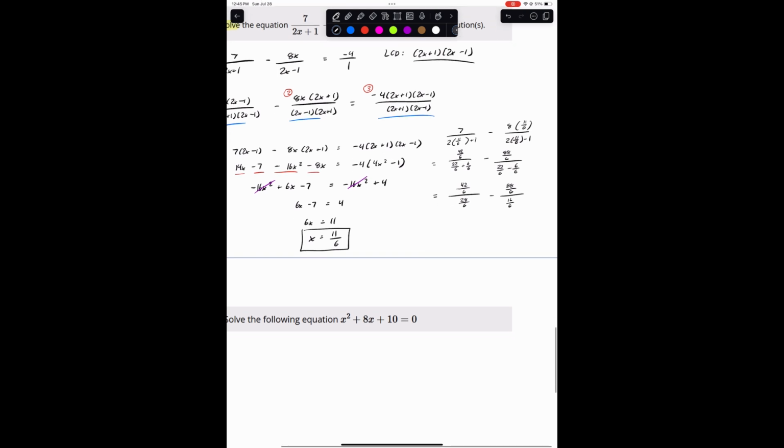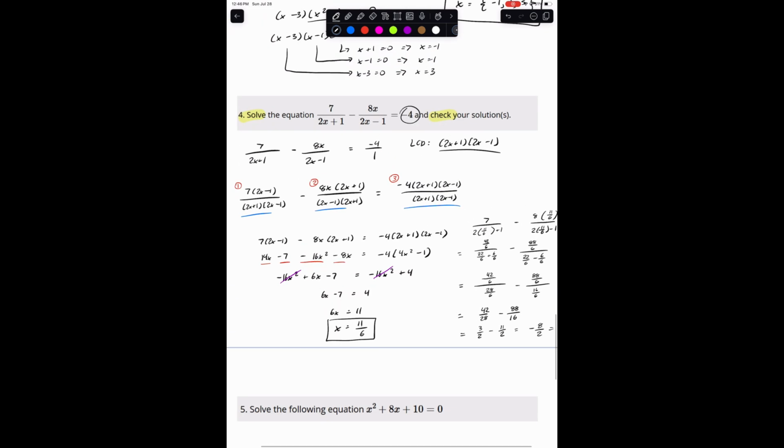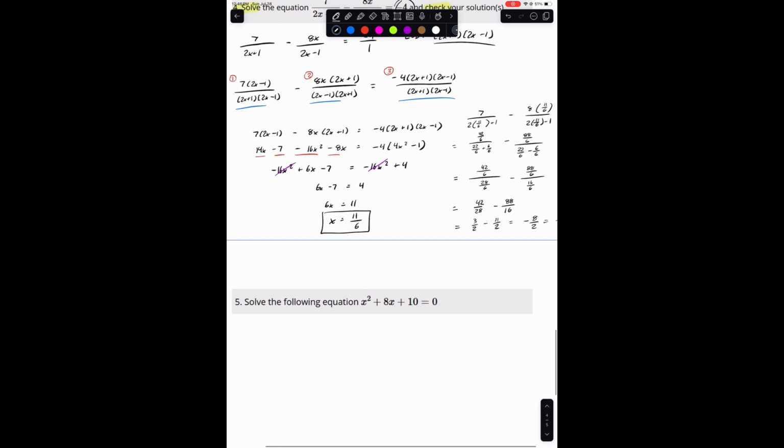Okay. If you multiply everything by 6, right? Every numerator, every denominator, you get 42 over 28 minus 88 over 16. Left side, that should be 6. Wait, we can divide by 14, right? So 3 halves minus 11 over 2. We get negative 8 over 2, which is negative 4, which is what this is. So this is indeed the correct solution.